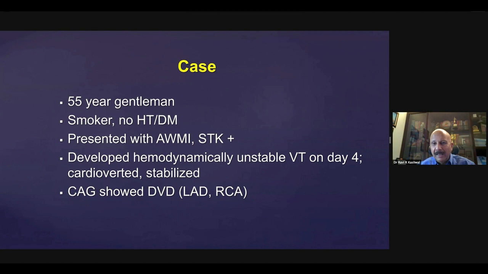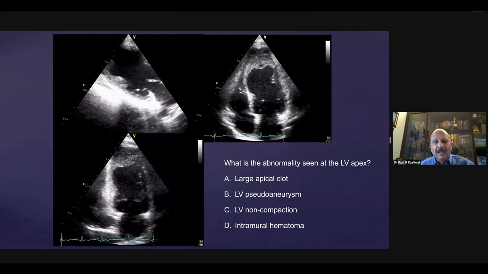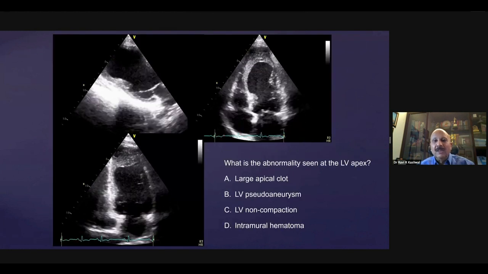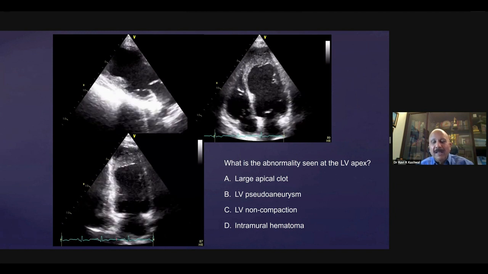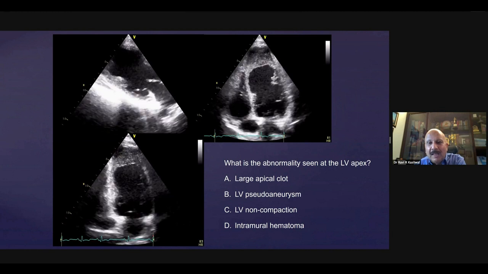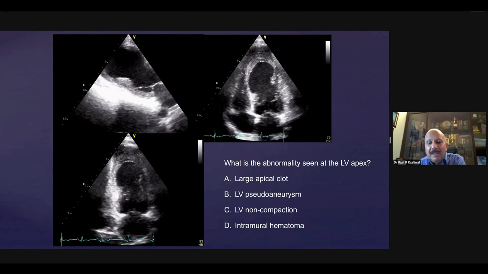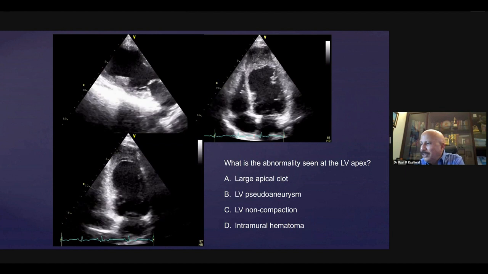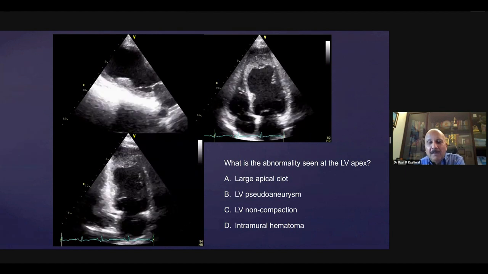ECG shows LAD and RCA lesions. And just look at this. There's a large abnormality at the apex. The question is: is it a large apical clot? Is it LV pseudoaneurysm? Is it LV non-compaction? Or is it an intramural hematoma?